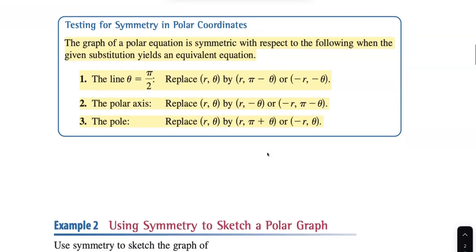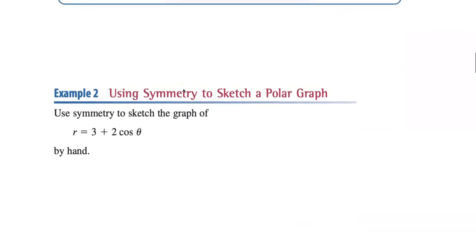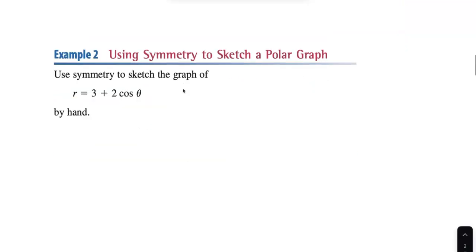If you want, you could test for symmetry, and this shows you how to test for symmetry. Honestly, most of the time I just graph. It takes me more time to test for symmetry than it is to actually just deal with the problem. But they can help if you notice it right away.